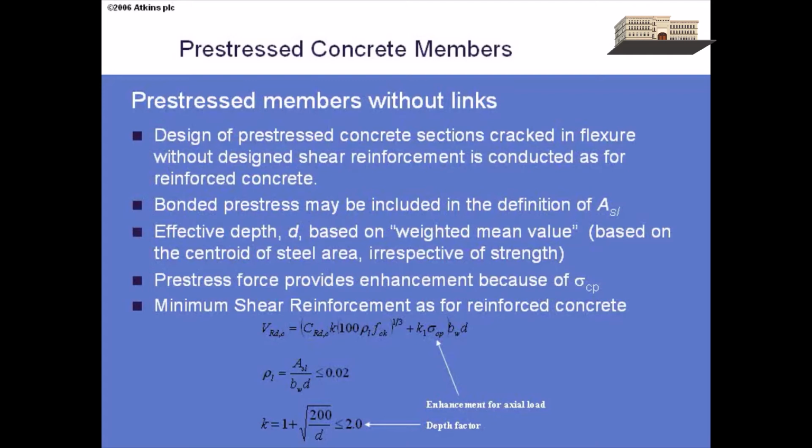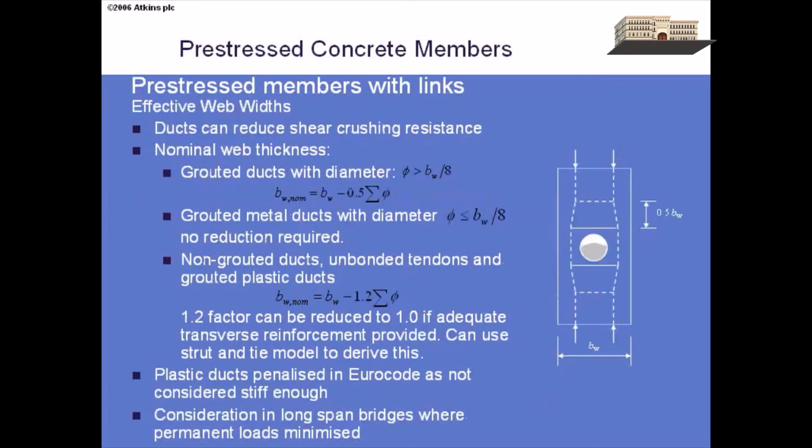If we've got ducts in the section, then they have to be taken into account. The rules are, if you've got a grouted metal duct, and it has to be metal, then as long as the duct diameter is less than the web width divided by 8, you can just ignore it altogether. It doesn't have any effect on the shear resistance. If they're bigger than the width over 8, and again they're grouted steel ducts, then you have to deduct half of each duct width from the total web width when you're calculating your shear resistance.